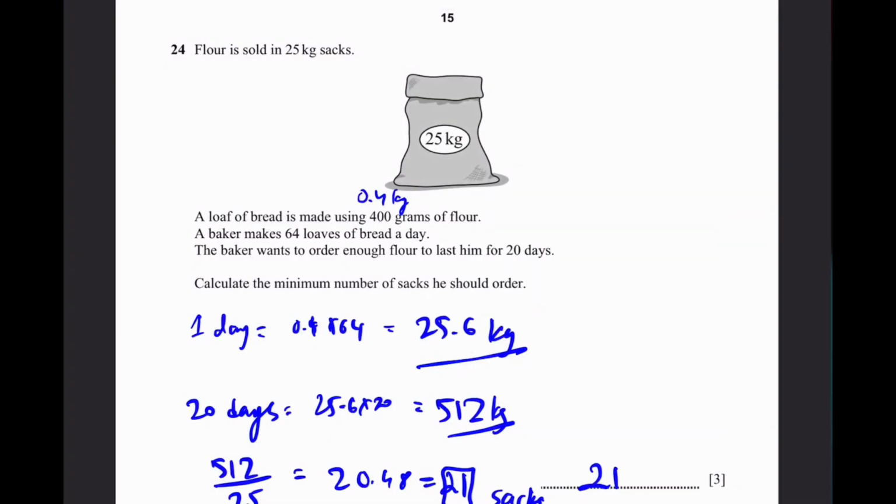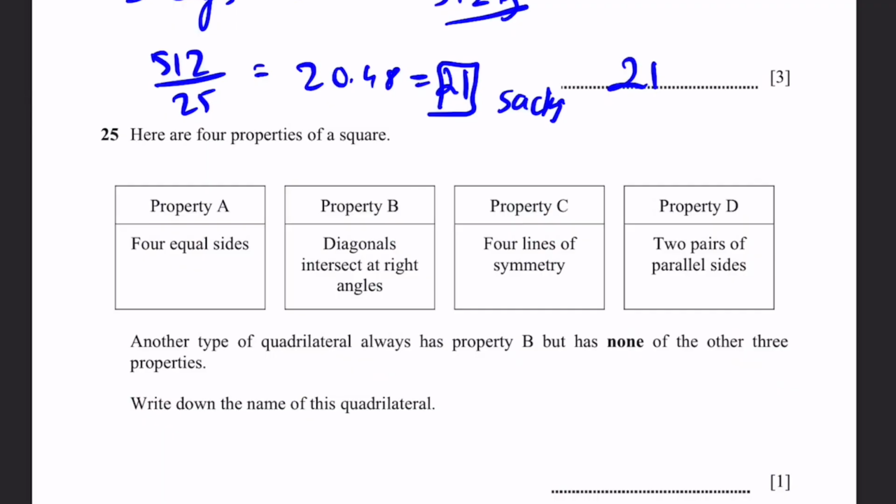Question 25. Here are 4 properties of a square. 4 equal sides is property A. Property B is diagonals intersect at right angles. Property C is 4 lines of symmetry. And 2 pairs of parallel sides is property D. Another type of quadrilateral always has property B, but has none of the other 3 properties. Write down the name of this quadrilateral.